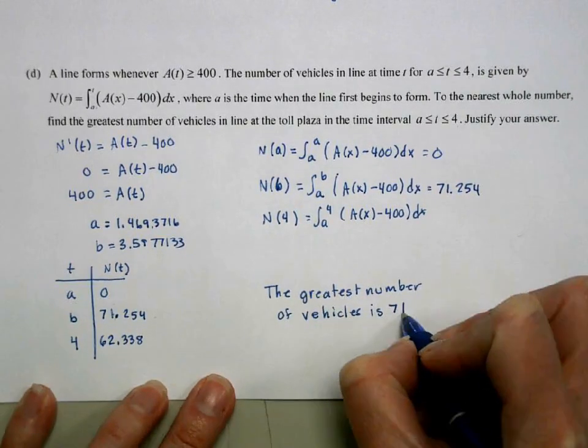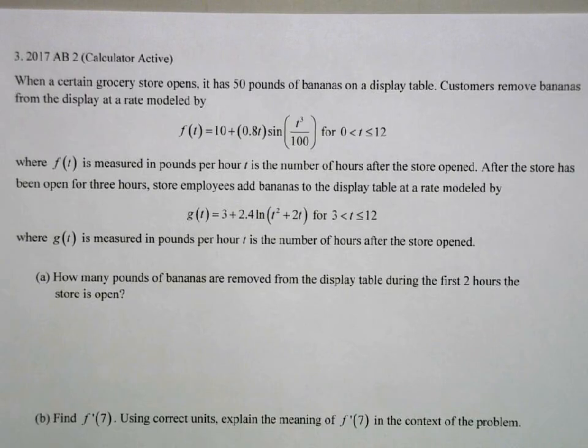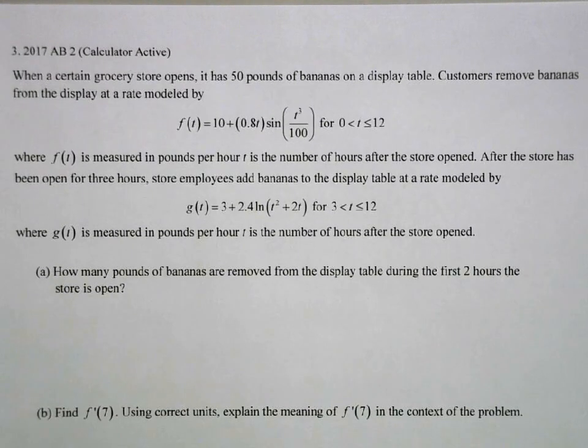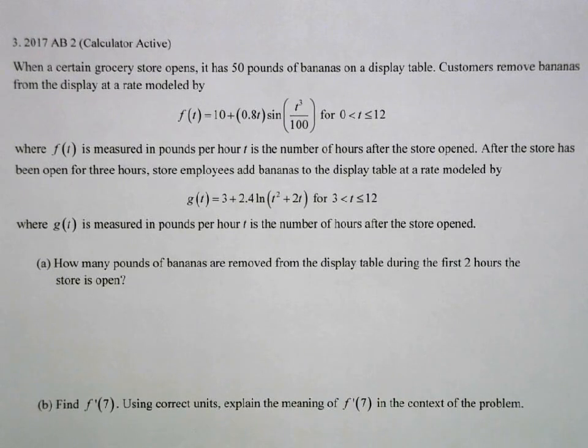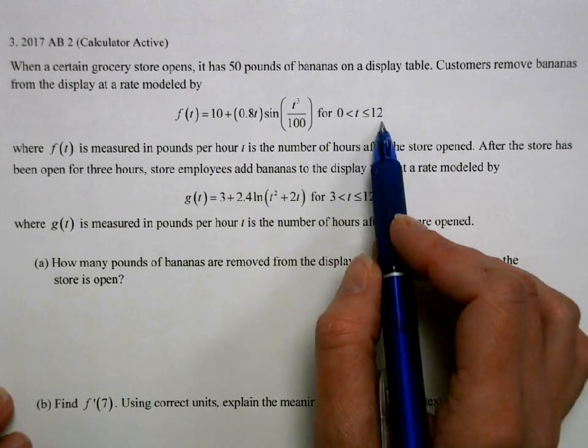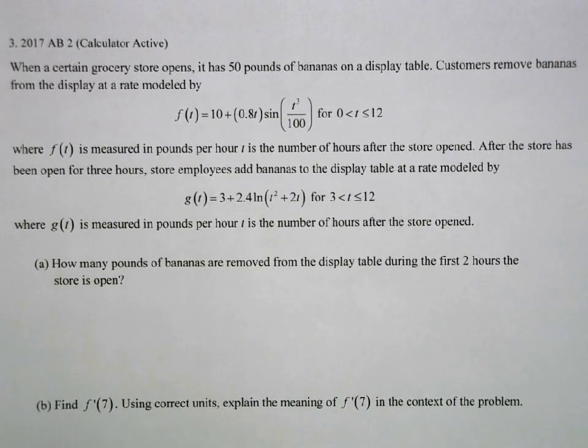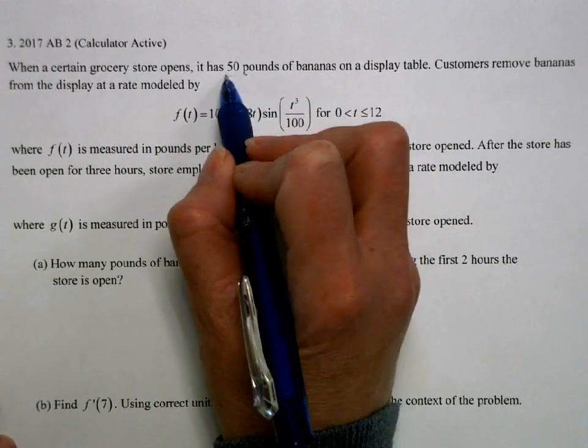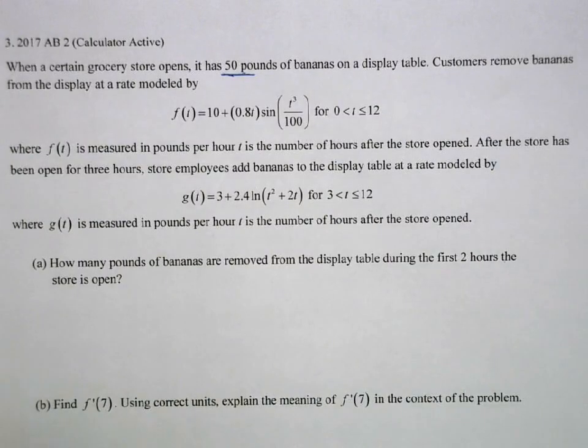All right, so the last problem I'm going to go through: when a certain grocery store opens, it has 50 pounds of bananas on a display table. Customers remove bananas from the display with this function. The time is from 0 to 12, where f of t is measured in pounds per hour and t is the number of hours after the store has opened. It's important to highlight that we start with 50. Okay, and then people come in and take the bananas.